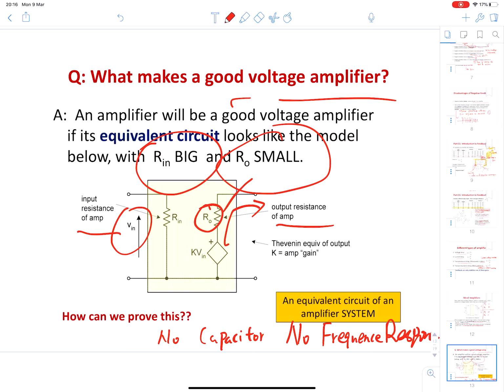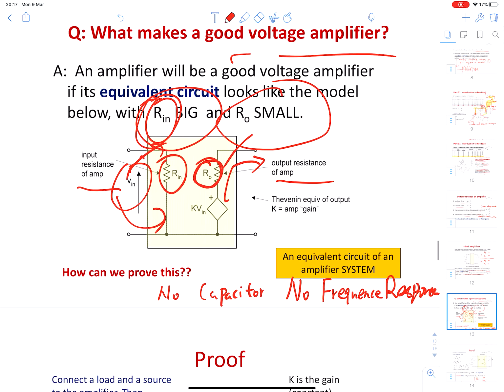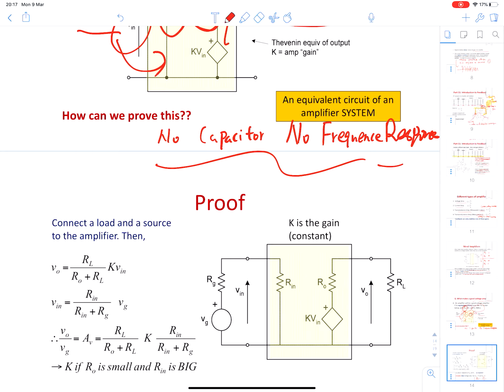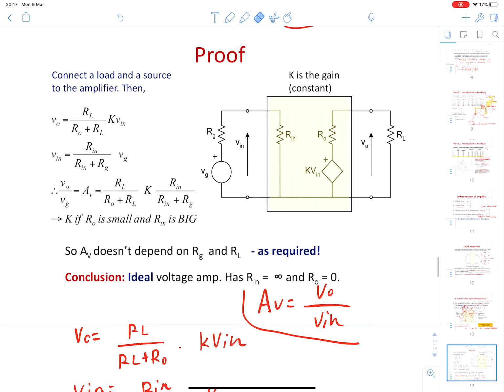Therefore, we want R0 to be small, because we do not want R0 to take much voltage from the kV in. And why do we want the R in to be great? Because the voltage must be applied on R in, therefore it must be great to hold this voltage. It is worth noticing that there are no capacitors, therefore there is no worry about the frequency response. That is the good thing.